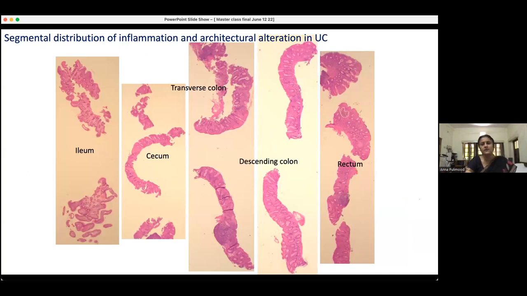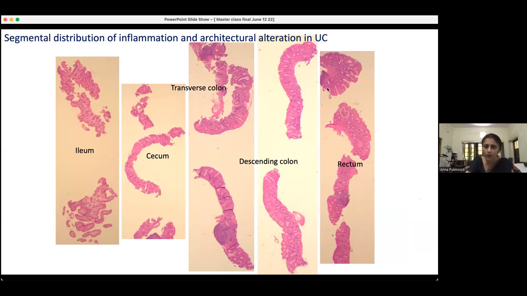So the segmental distribution of inflammation and architectural alteration: you see in a classical case of UC, the ileum is not really involved. The cecum has some inflammation. The transverse colon has significantly more inflammation, as does the descending. And the maximum amount of inflammation and cryptitis, there's a large cryptitis, is seen in the rectum. So this is a classical feature of UC.